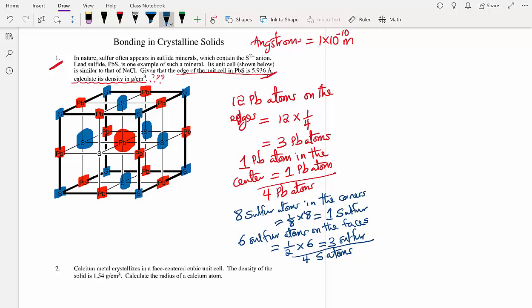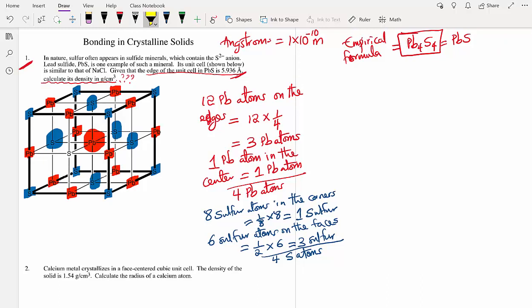Therefore, the empirical formula based on this structure given to us is equal to Pb4S4, which will be PbS. But this is what we actually need, because in this unit cell we have 4 lead atoms and 4 sulfur atoms.